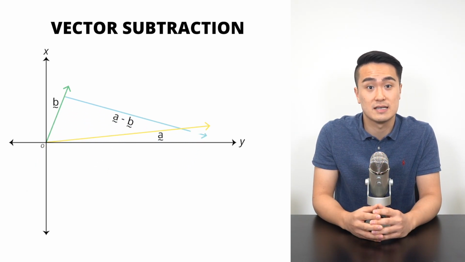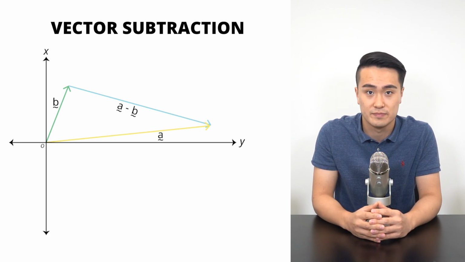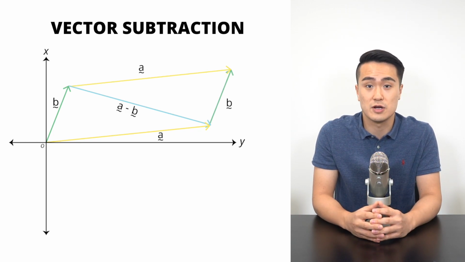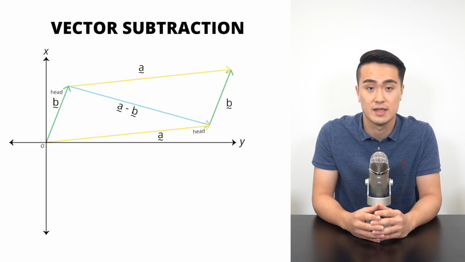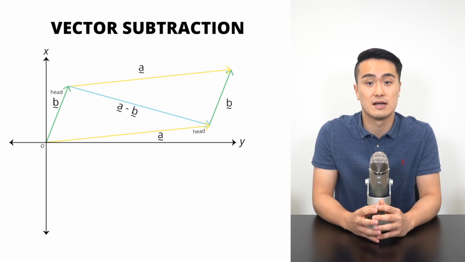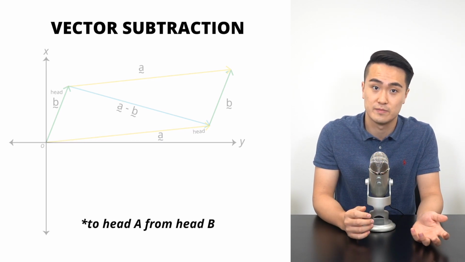Let's translate the vector and draw an equivalent subtraction vector at the head of vector A. We can observe that the subtraction vector is the other diagonal of the parallelogram joining the heads of the position vectors. A useful way to memorize the direction of vector A minus B is "to A from B".